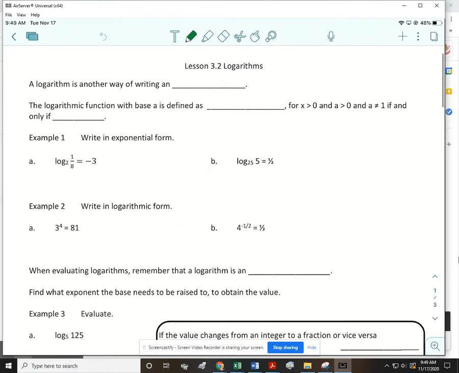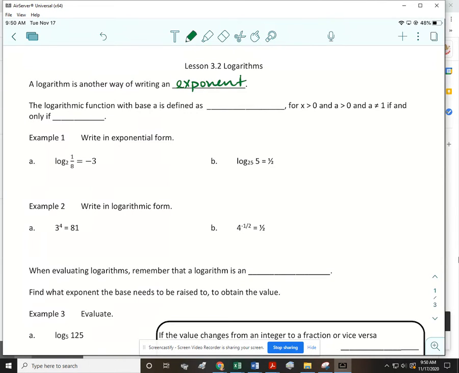All right, so we're going to start talking about logarithms. And one thing that I always want you guys to remember about logarithms is this first statement. A logarithm is another way of writing an exponent. So anytime you're finding a logarithm, you are finding an exponent.